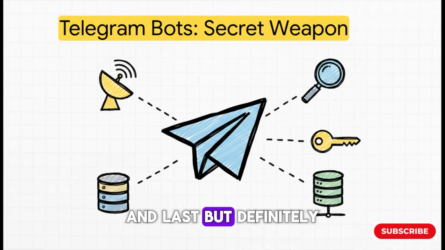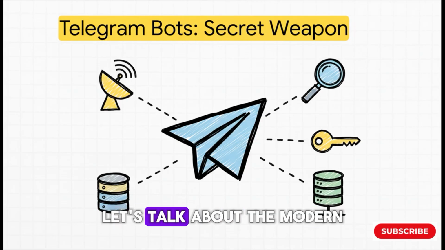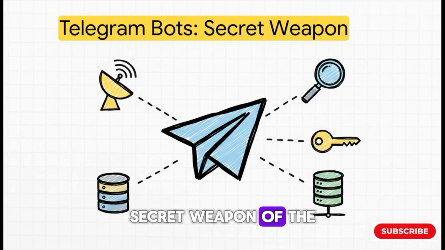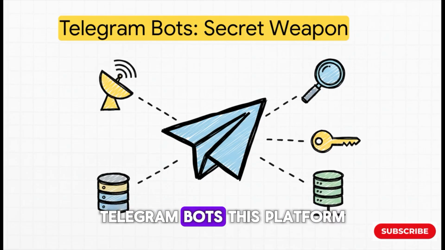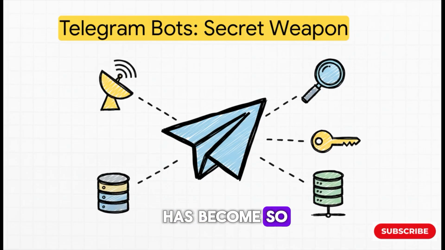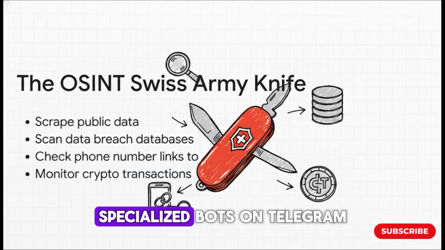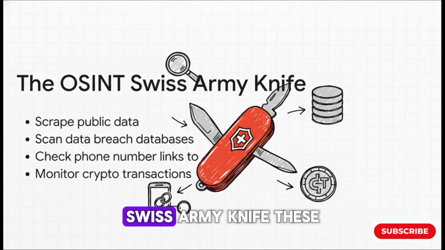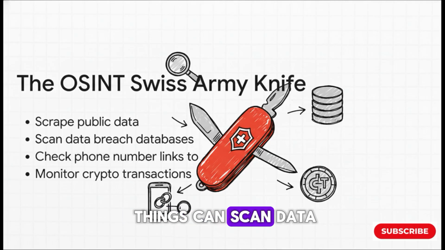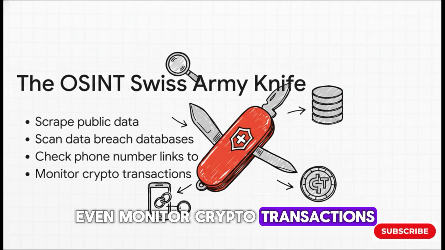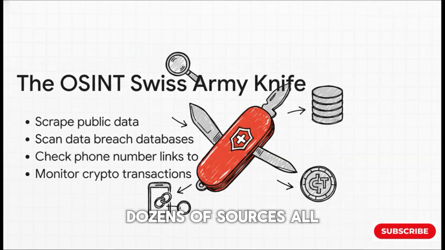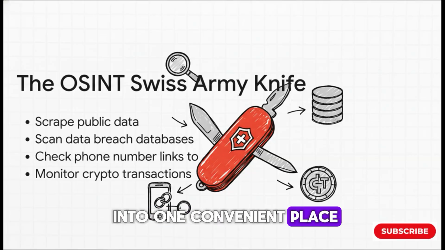And last but definitely not least, let's talk about the modern secret weapon of the OSINT world, Telegram bots. This platform has become so much more than just a messaging app. For the pros, specialized bots on Telegram are like a digital Swiss Army knife. These things can scan data breach databases, see what social media accounts are linked to a phone number, and even monitor crypto transactions. They're designed to pull together data from dozens of sources all into one convenient place.